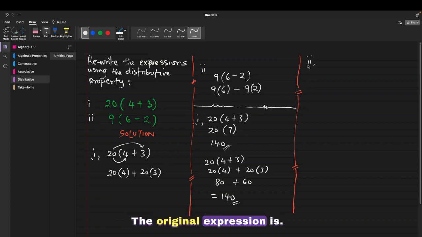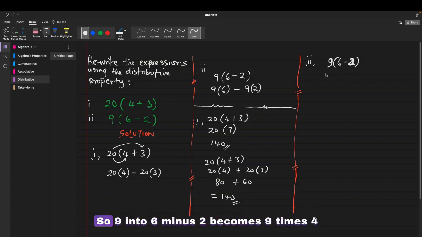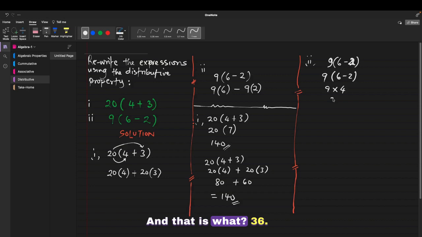We can do the same for the second one. The original expression, right, is 9 into 6 minus 2, sorry. So 9 into 6 minus 2 becomes 9 times 4. And that is what? 36.